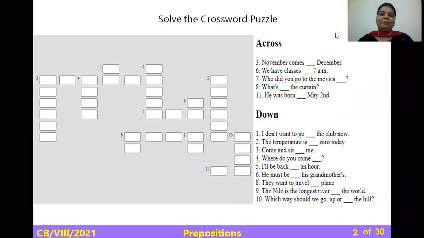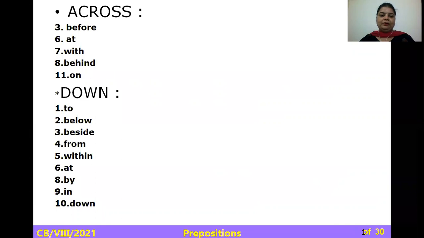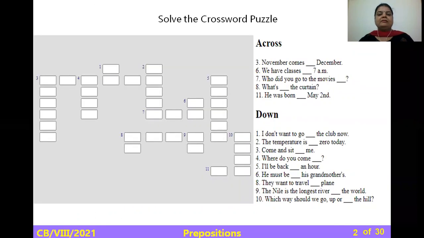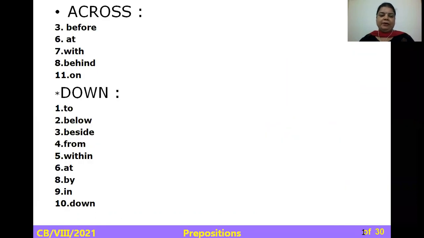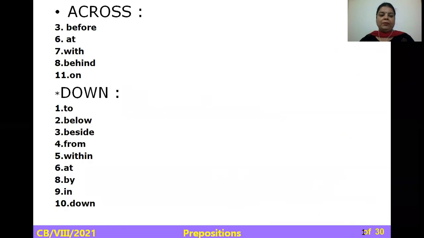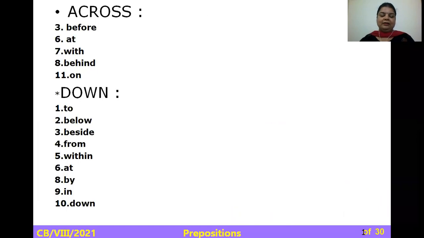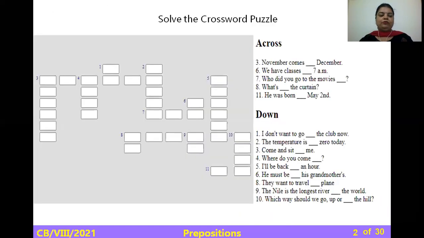Hello children. Before we begin with today's topic, let's quickly solve this crossword puzzle. We'll begin with the across options first. November comes before December. We have classes at 7 a.m. Who did you go to the movies with? What's behind the curtain? He was born on May 2nd.